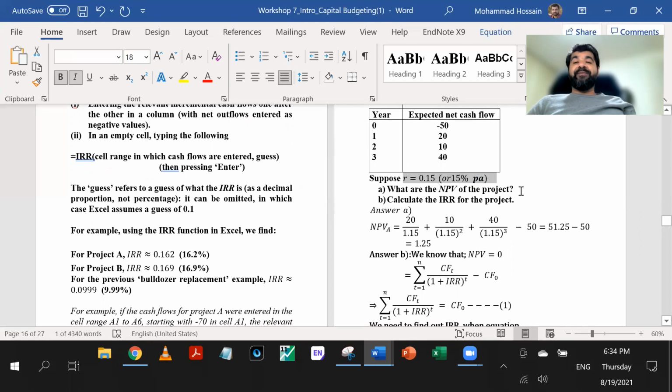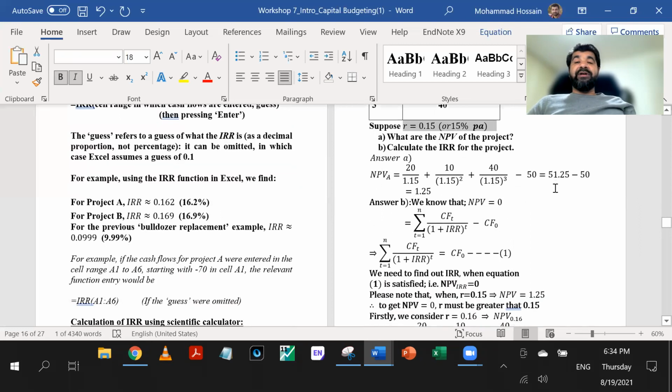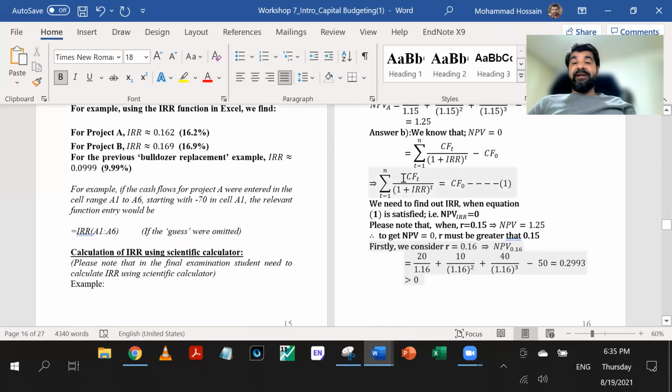What is the NPV for the project? What is the IRR for the project? Net present value can be calculated very easily. The net present value for the project is 1.25. Understand this? That's okay. Now we know that at the IRR the net present value equals 0. So this is our formula coming up again. Please note, when R equals 15, net present value equals 1.25. We have already calculated this.